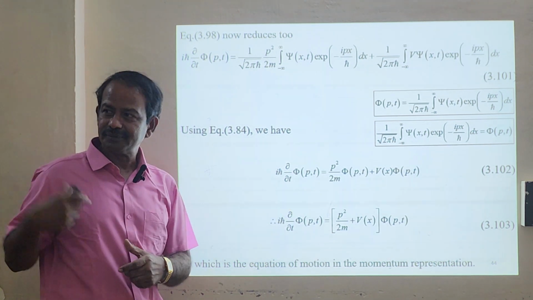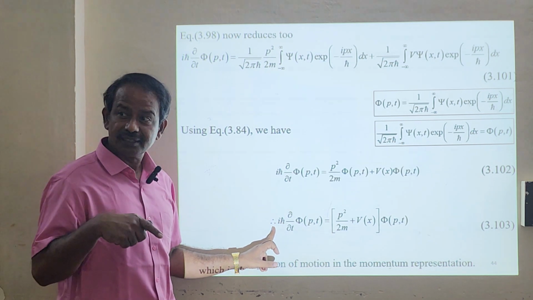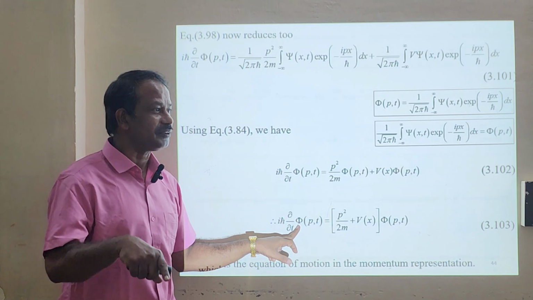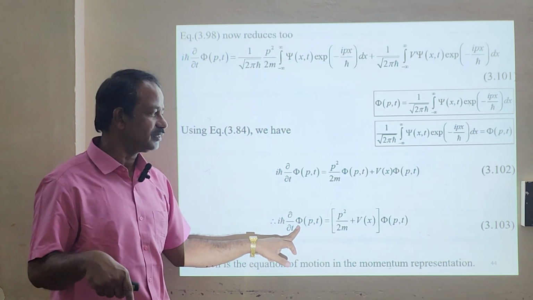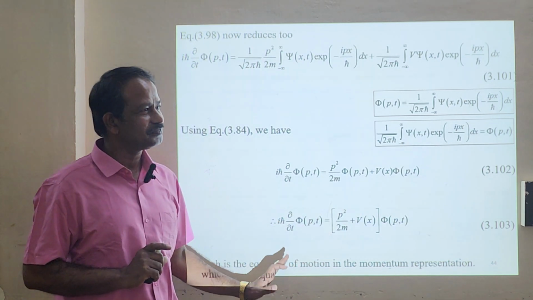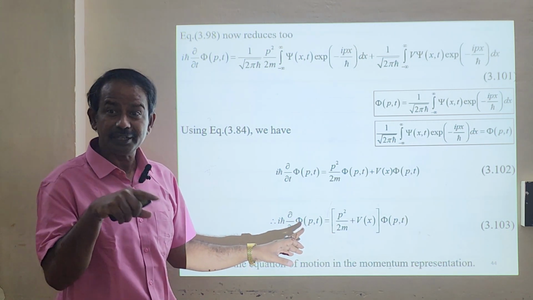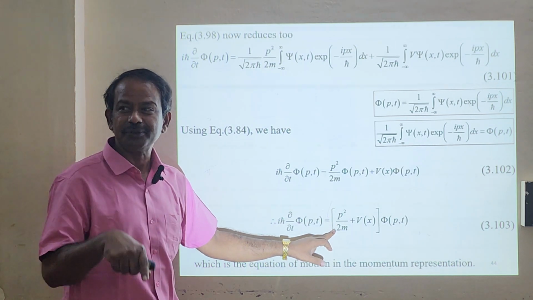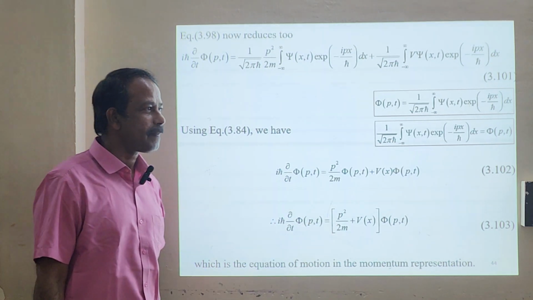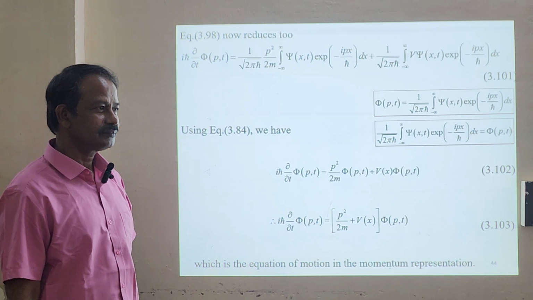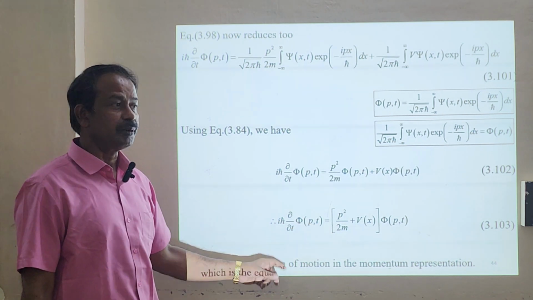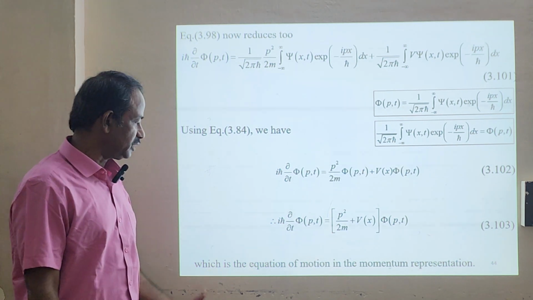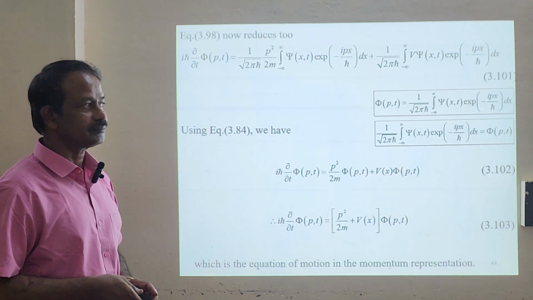So exactly it is equivalent. In coordinate space, what is the equation? I h cross d by dt psi of r comma t, correct? Which is equivalent to the same thing. There it is minus h bar squared divided by 2m in terms of operators. Here p itself is an operator, so p squared by 2m. Is it okay? So this is in momentum space. The same equation we have already obtained, which is the equation of motion in the momentum representation.